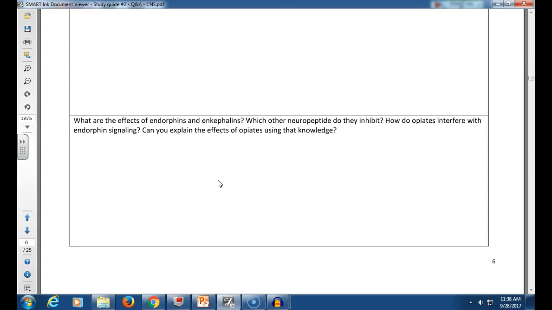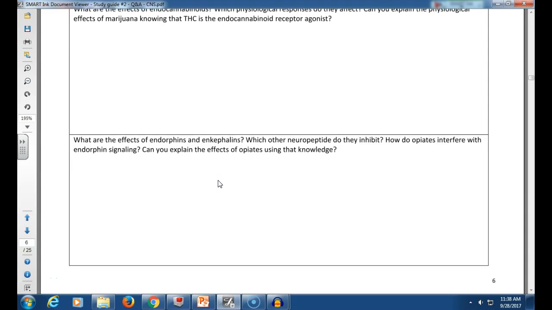So pretty much the same goes for neuropeptides. Don't focus that much on specifics. So if I tell you opiates interact with the same receptors as endocannabinoids, okay, and stimulate the same stuff, are they antagonists or agonists? They're agonists.